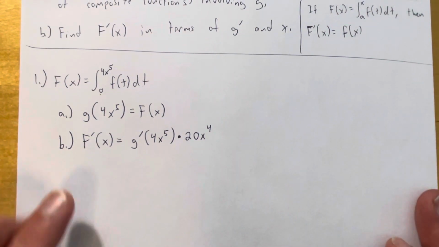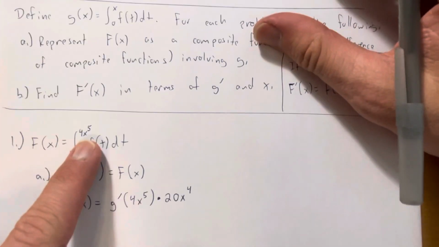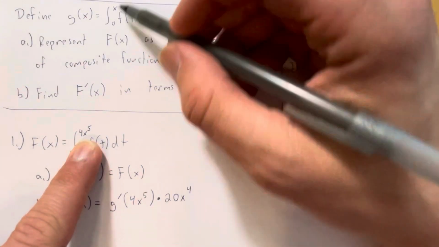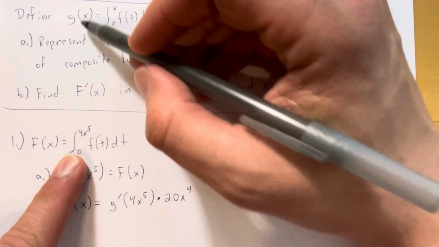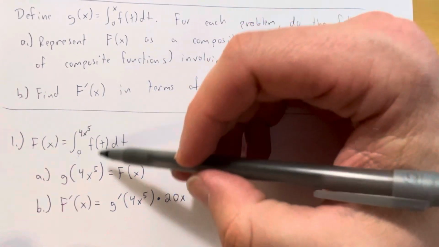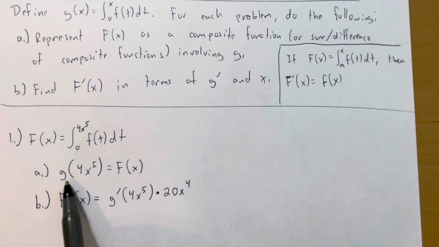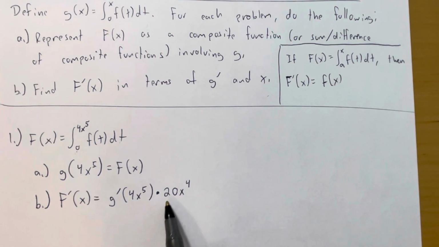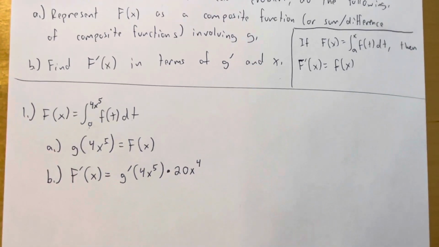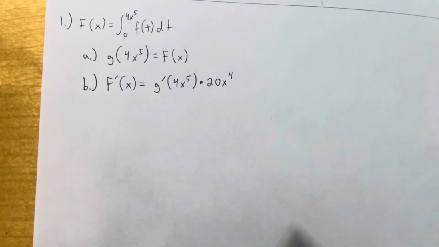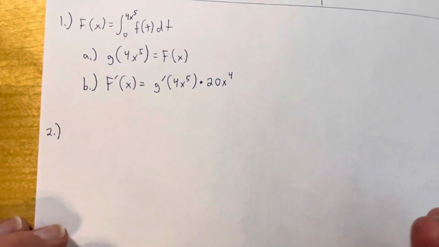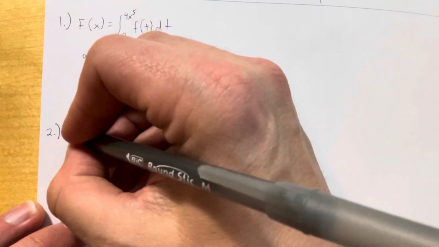Okay, so again, part A looks at this upper limit of integration, and if it's different from just an x, we use it as a substitution in that x right there, forming a composite function. Then the part B, we differentiate that composite function using the chain rule. And that's the whole thing. Now, that's the simplest version of this type of problem. There are little things that we can do to complicate it a little bit.